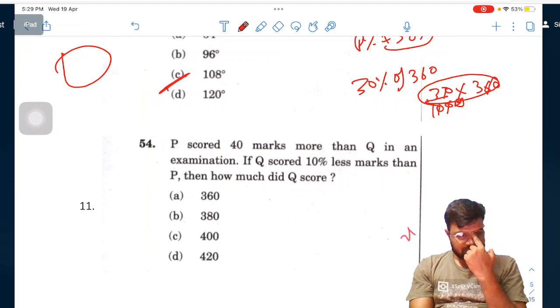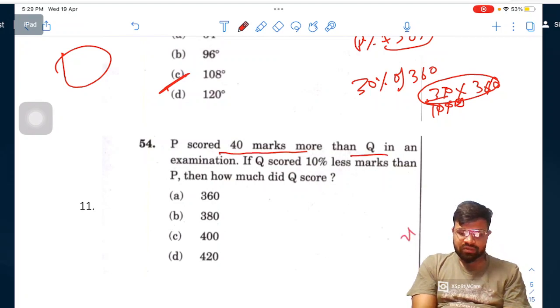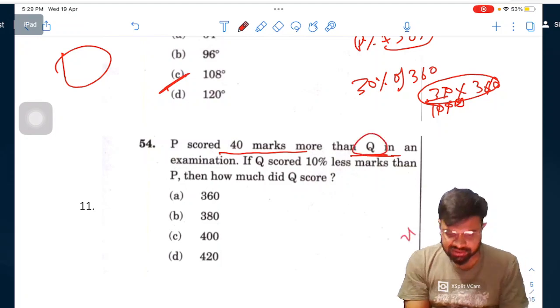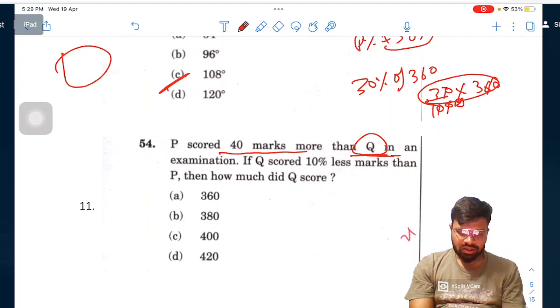Okay, now see this thing. P scored 40 marks more than Q. More than Q means the denominator will be Q. In the examination, if Q scored 10% marks less than P, how much did Q score?